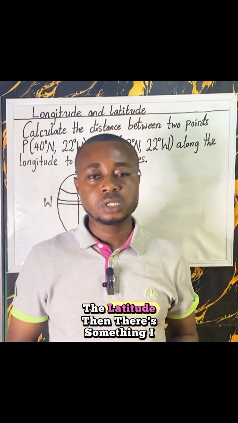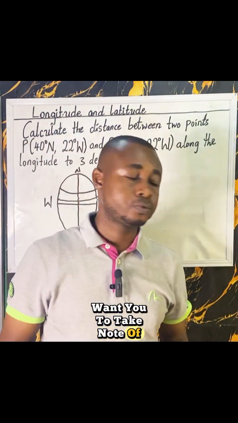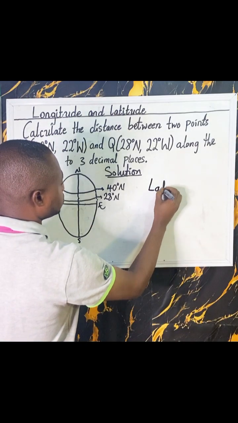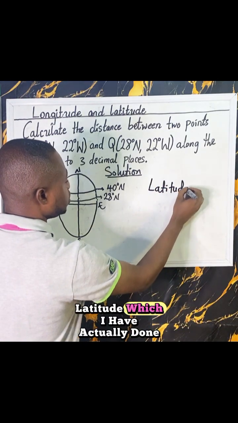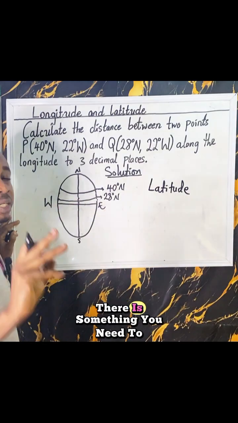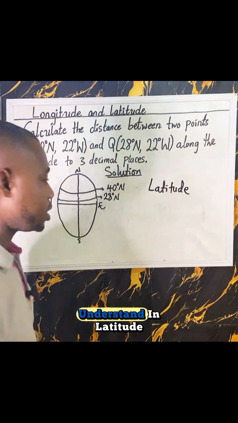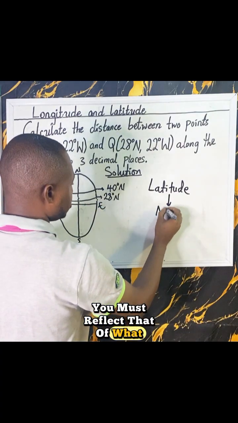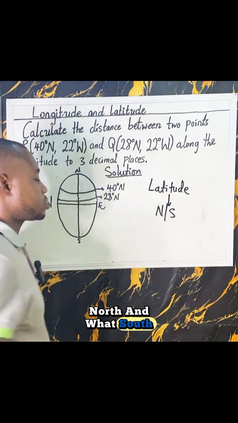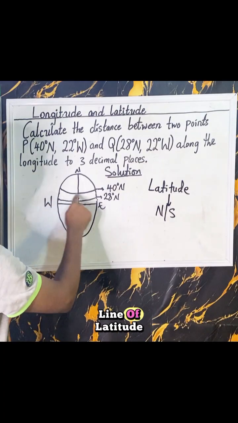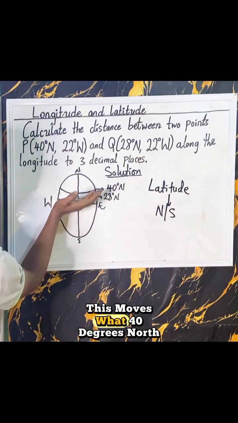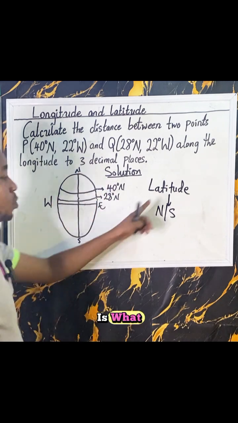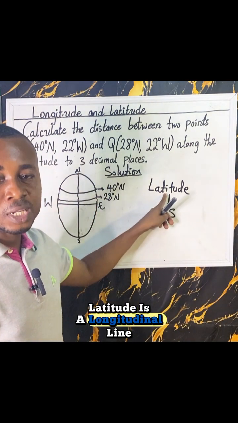Looking at the diagram, you can understand that we've shown the location of the latitude. Then there's something I want you to take note of. If you are to show the location of the latitude, which I have actually done here, in latitude, you must reflect north and south. You can see it. For the line of latitude, this moves 40 degrees north, 28 degrees north. But the line is latitude. It's a latitudinal line.